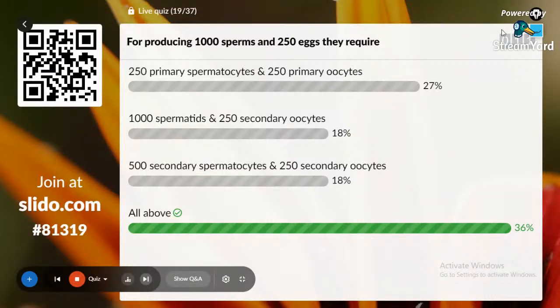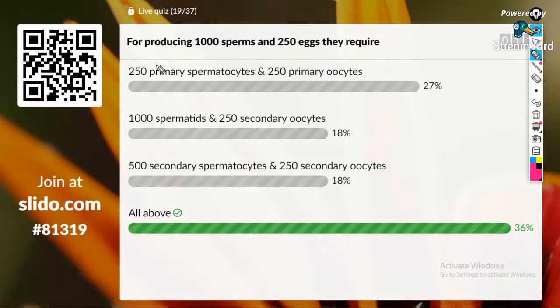Guys, one primary spermatocyte results in the formation of 4 sperm. So 250 primary spermatocytes lead to the formation of 1000 sperm. Exactly, 250 primary oocytes: one primary oocyte forms one ovum or one egg. So 250 primary oocytes form 250 eggs.